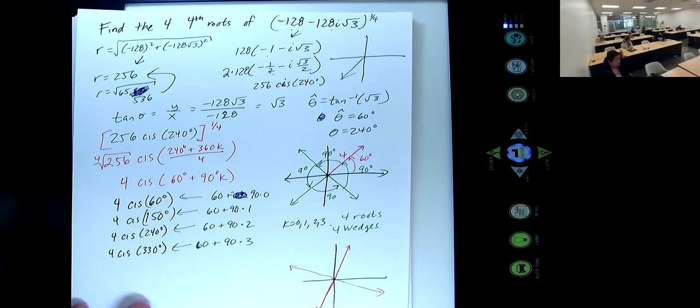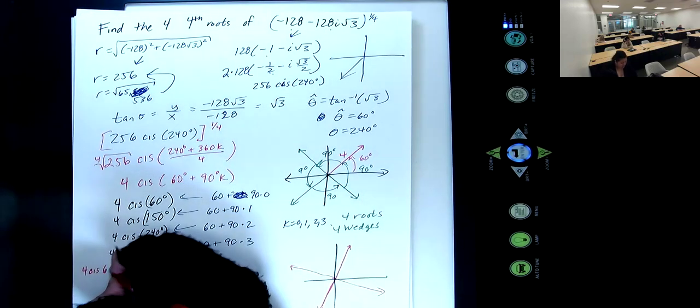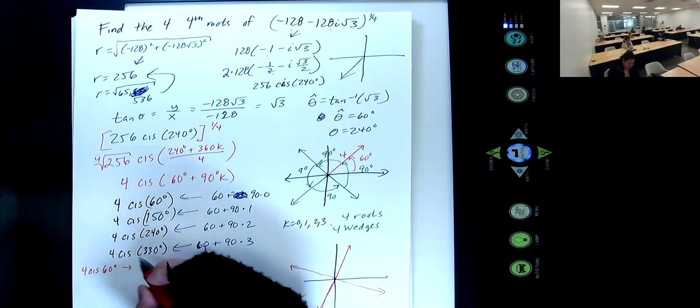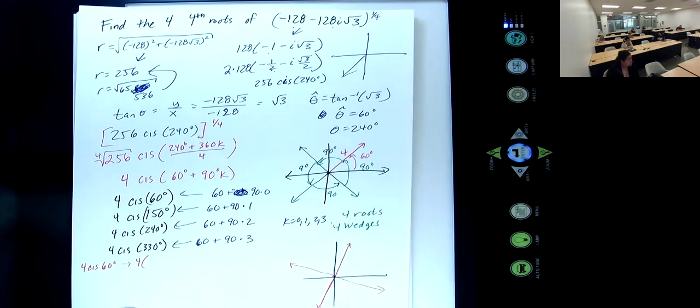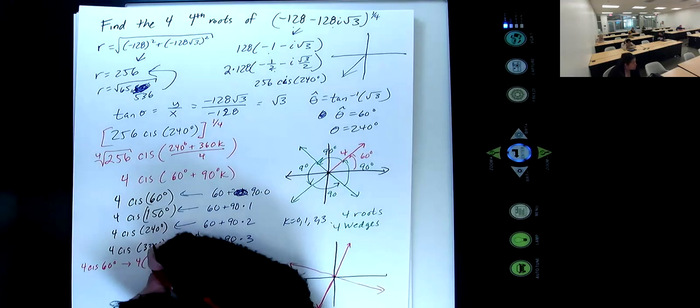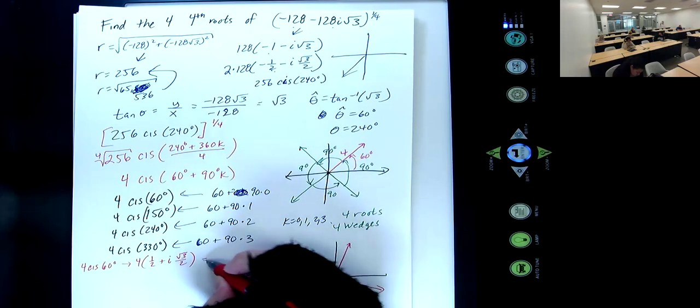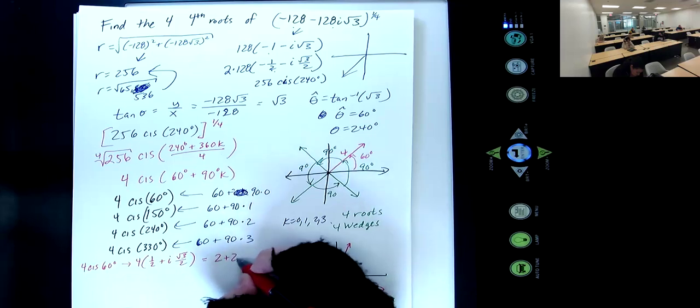So we didn't start in polar answers, we don't wanna end in polar answers. For cis 60, we have 4 times cosine of 60, which is 1/2, plus i sine of 60, which is √3/2. This is 2 plus 2i√3.